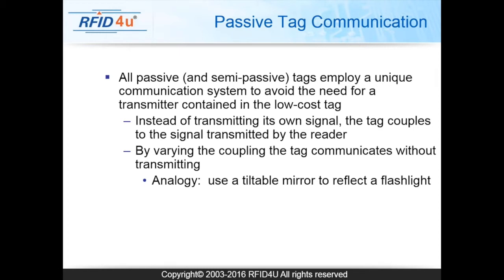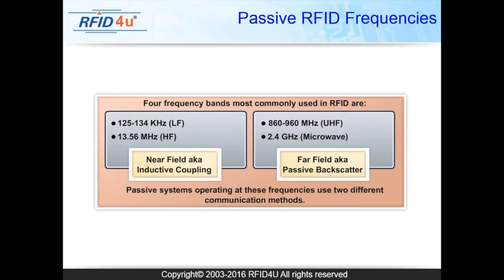The analogy is if you're using a tiltable mirror to reflect a flashlight, you could flash it and hold it for a period of time, and you could say that's a 1, or you could hold it for a shorter period of time, and that would be a 0. So all communication in RFID happens in zeros and ones, in binary.